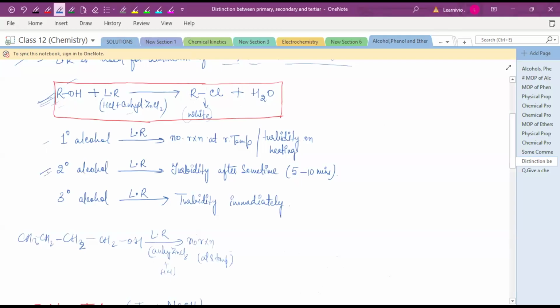So when a secondary alcohol is treated with Lucas reagent, it will give you turbidity, but after some time, after 5 to 10 minutes. So it confirms that your alcohol is a secondary alcohol.